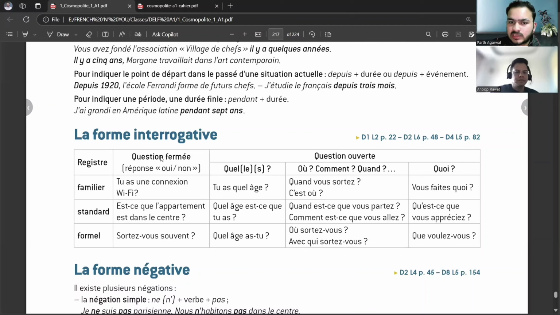Remember, we have closed type of questions for which the answers are mainly yes or no type. And then we have open-ended questions, and then we can use all these question words like quel, où, comment, quand, quoi. So these are some of the open-ended questions where we use these question words. And if we are framing a close-ended question, then the response will be either yes or no. Remember this? Yes. Okay.